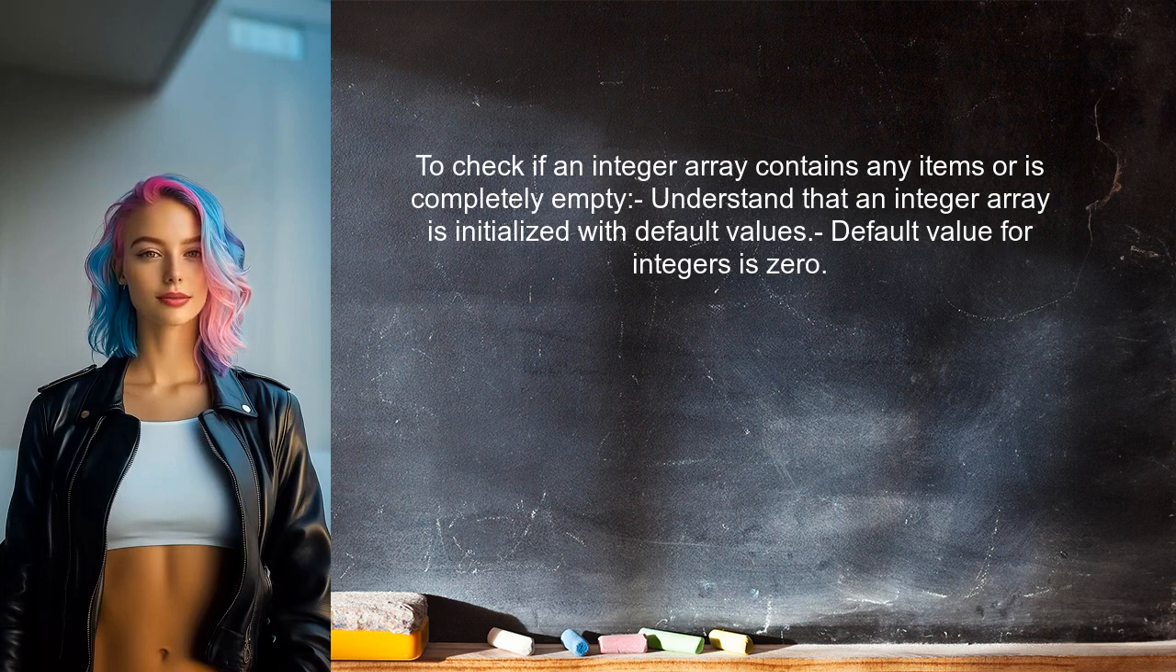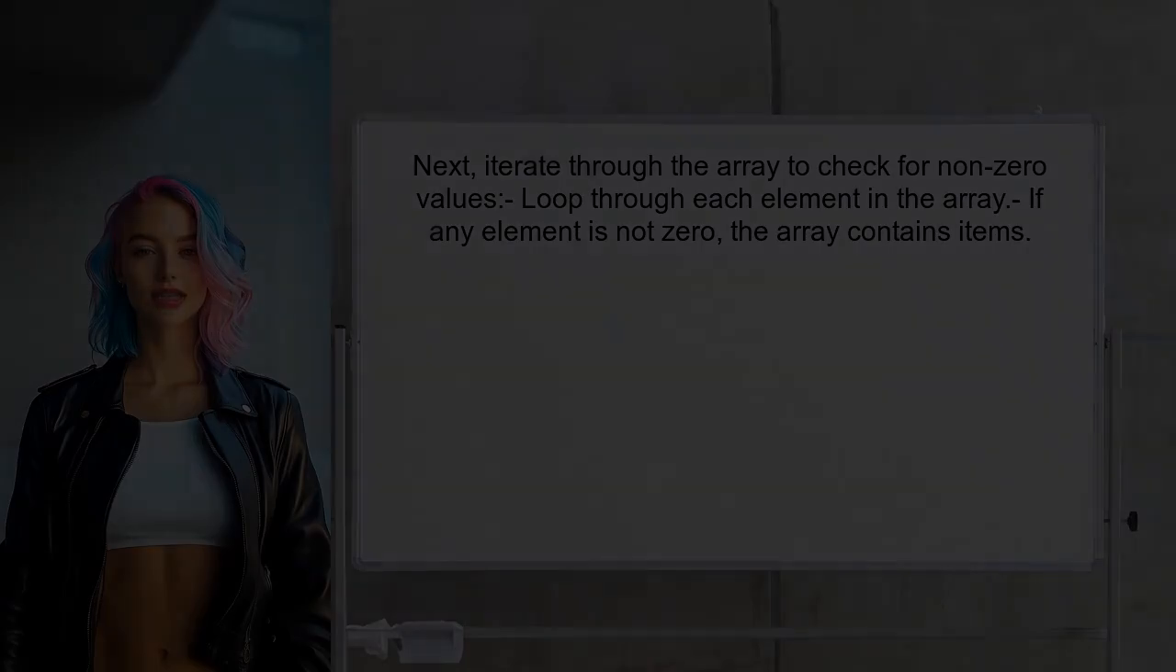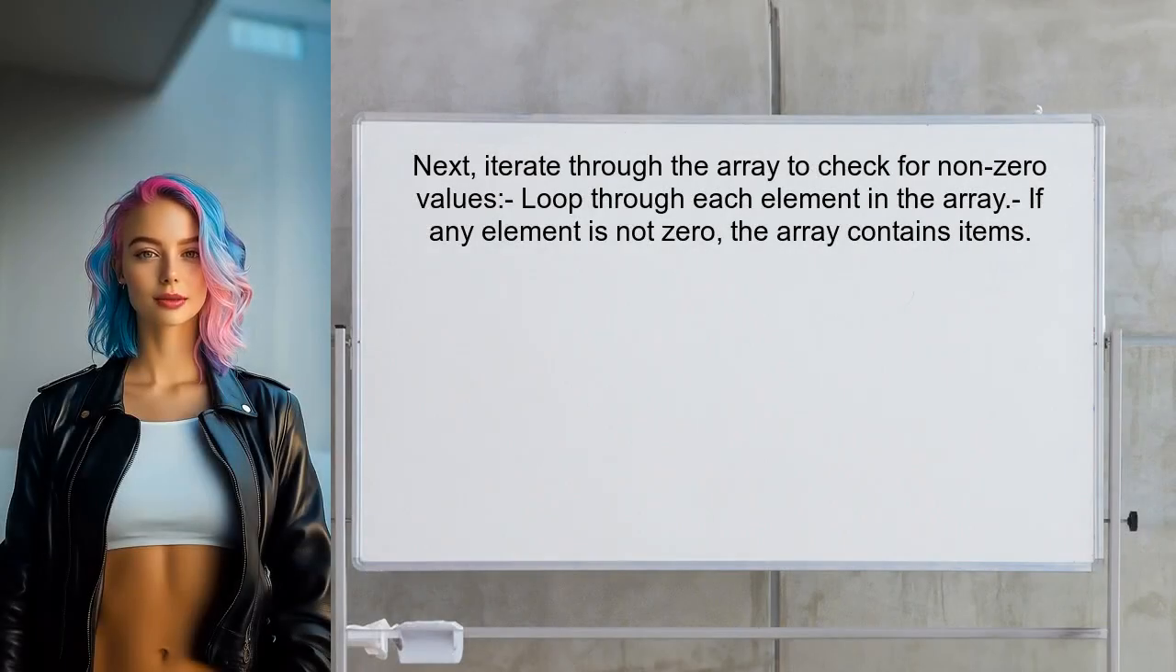To check if an integer array contains any items or is completely empty, the user can utilize a simple approach. First, they should understand that an array in C# is initialized with default values, which for integers is 0. Next, the user can iterate through the array to check for any non-zero values. If they find a non-zero value, it means the array contains items. If all values are 0, the array is considered empty.